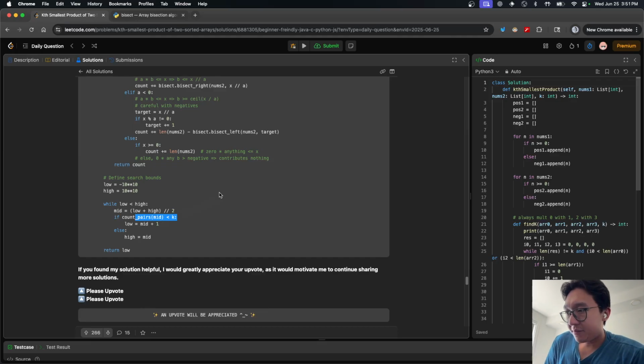So if we don't have enough counts, that means that our target is too low. So we need to increase the target to give more options. We're always trying to find the products that go up to target, including the target.